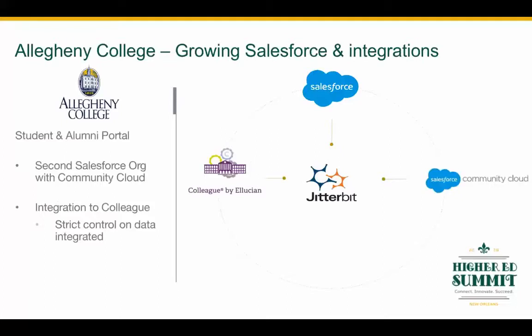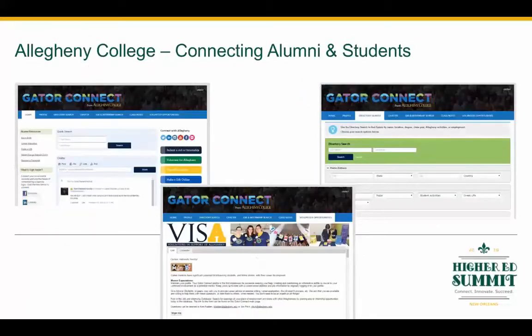As a second phase of their connected campus, Allegheny College is launching a portal to connect students and alumni. One of the features will be to allow alumni to update their own contact information, and through Jitterbit, that information will come back into Colleague. Because there are strict controls on Colleague as the system of record, an auditing and approval layer will also be supported as part of the integration. Allegheny is just a great example of an integration platform being used for multiple connection points.